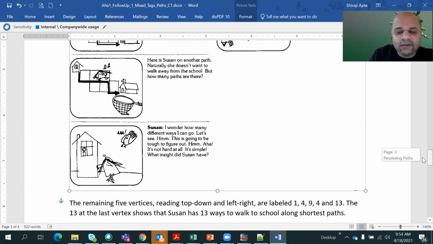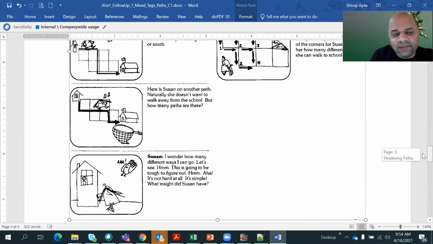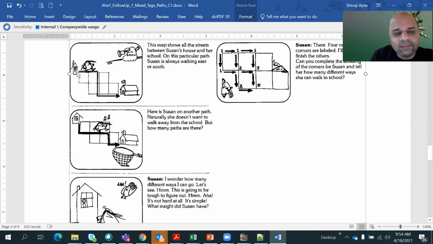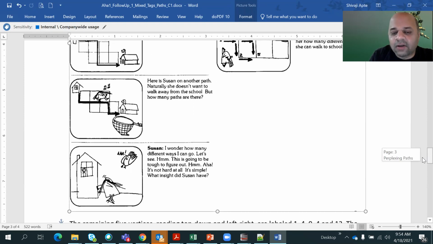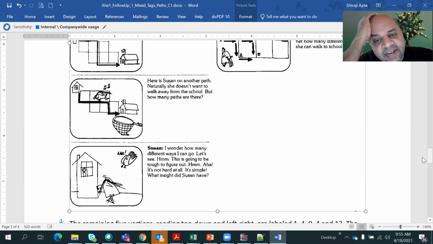Now Susan is thinking, okay, how many different ways are there? This is my layout. This is my home. This is my school. How many different ways can I walk? Is there a way that I can calculate? It's going to be tough, right? I mean, so many possibilities. Each time you can take right, left, how to keep track of it, how to do this, etc. Anybody tried doing this with a pencil and paper? Let me know on the chat.